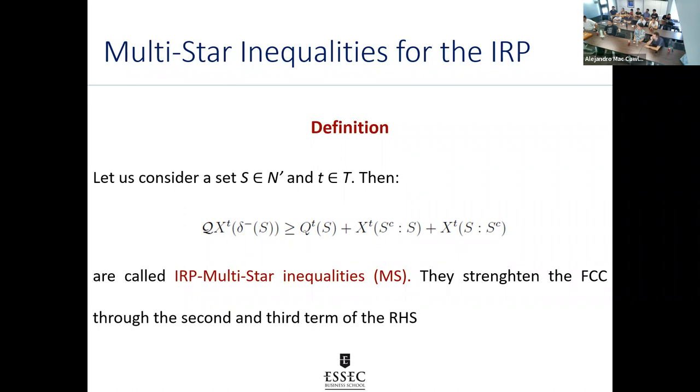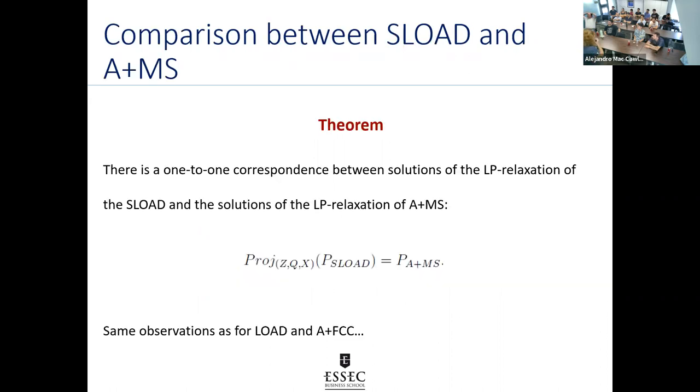We prove that these inequalities are valid for the IRP. So they strengthen the fractional capacity. So you can obtain a strengthened formulation with an exponential number of constraints by considering multi-star inequalities instead of fractional capacity. And then in an analysis similar to the former one, we proved again that you obtain a very similar result. If you consider the strengthened load formulation and the formulation with the multi-star inequalities, then the linear relaxation is equivalent.